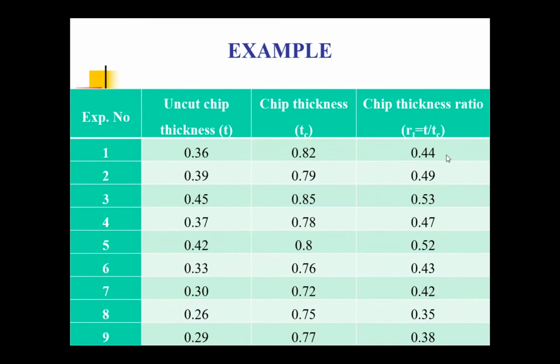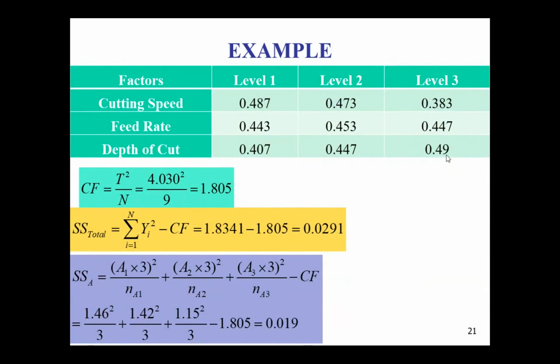Now I am going to square. So 0.44 square plus 0.49 square plus 0.53 square plus 0.47 square plus 0.52 square plus 0.43 square plus 0.42 square plus 0.35 square plus 0.38 square. That will come to 1.8341 and my correction factor is 1.805. So the difference is 0.0291. That is, the total sum of squares is 0.0291.